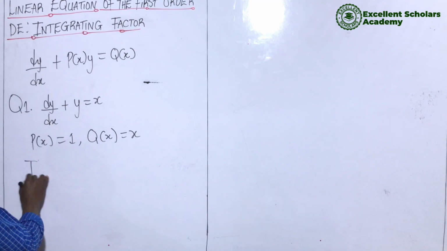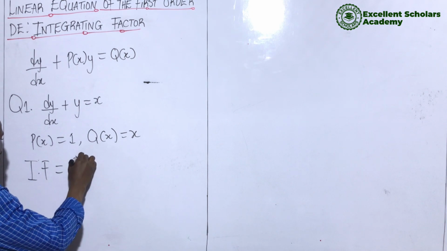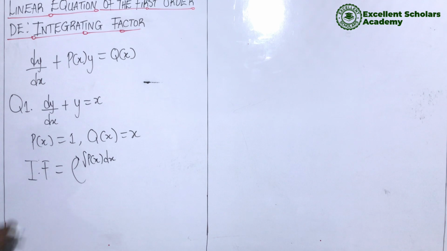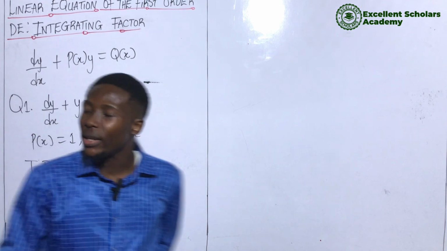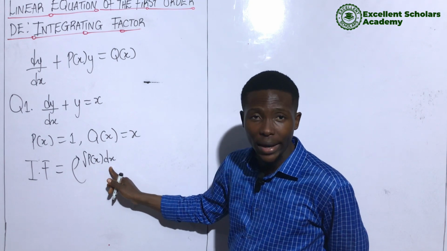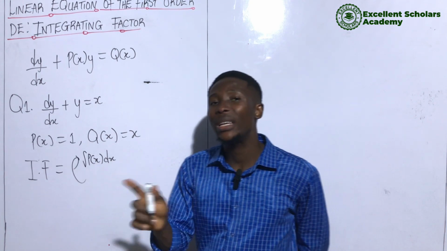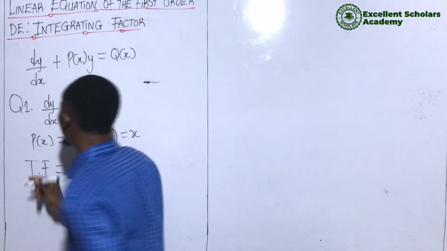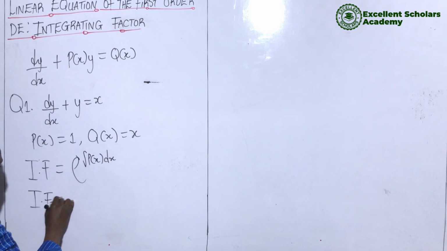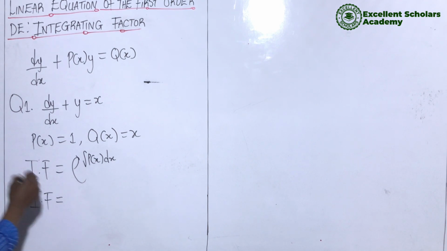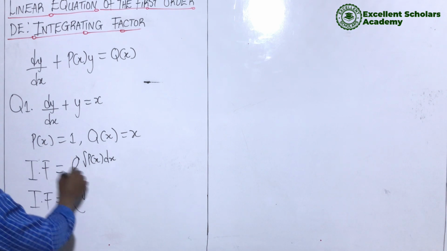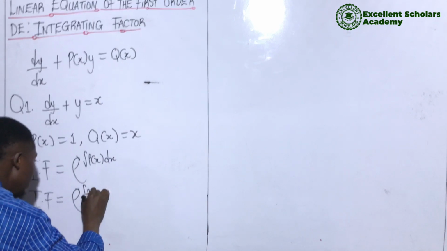Our integrating factor is e raised to the integral of p of x dx. So the first thing we must get is our integrating factor. Our integrating factor, IF, is going to be equal to e raised to the integral of our p of x, which here is 1, so it will be 1 dx.